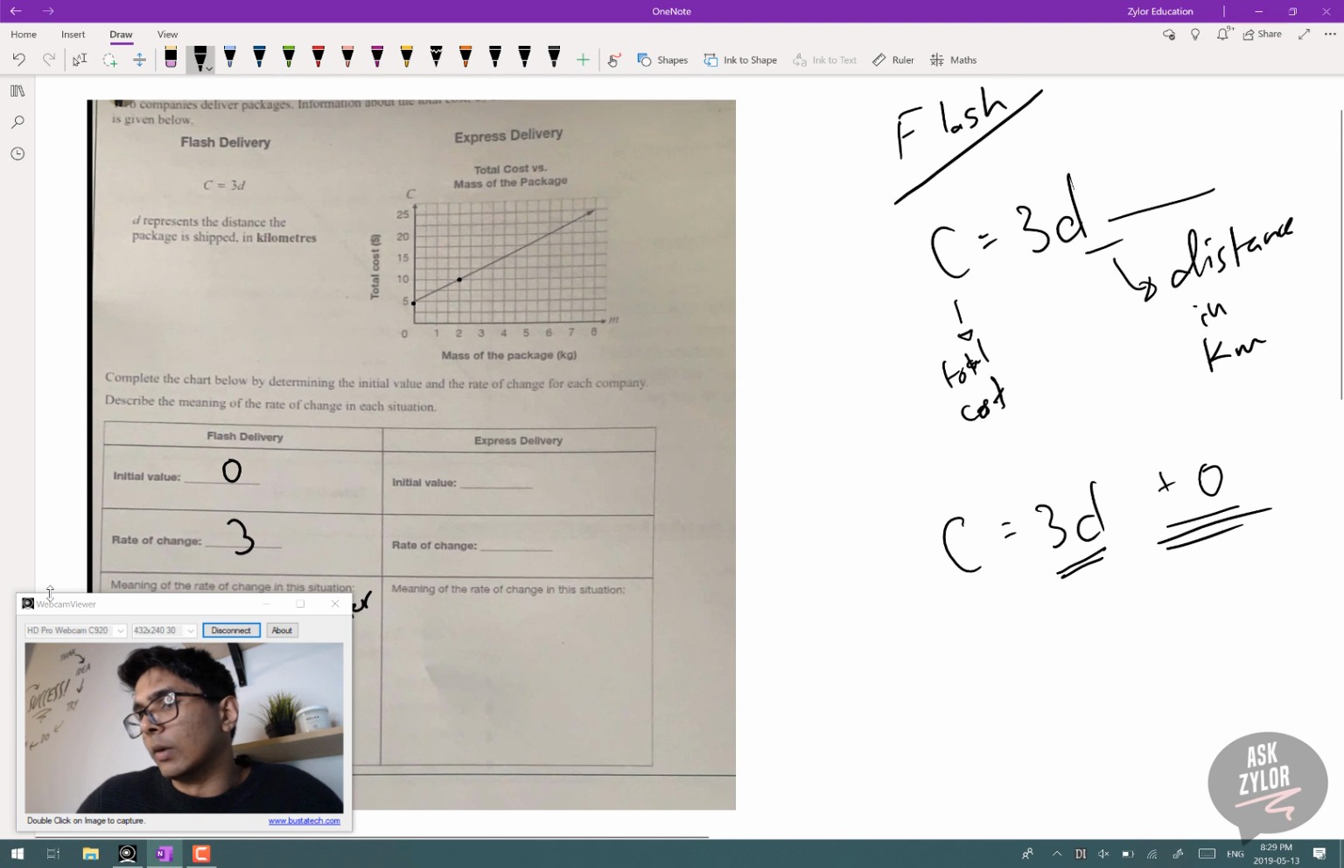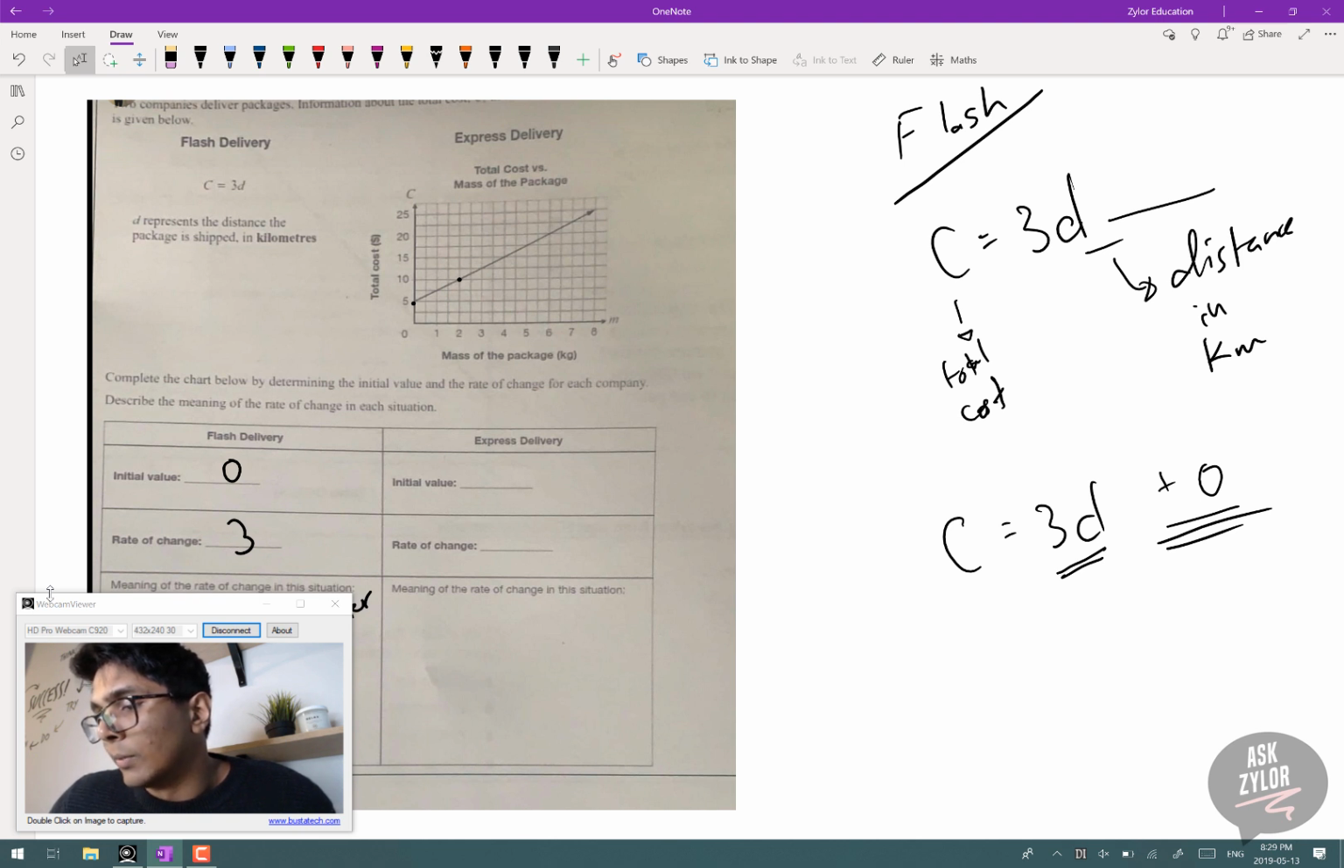Okay? So now let's look at the second situation where we're given the total cost versus the mass of the package. So we have kilograms and then we have the cost in dollars. So initial value is given 0 kilograms, what is the cost? So that we can find out by looking at the y-intercept, which is 5. So my initial value is going to be 5. Right?